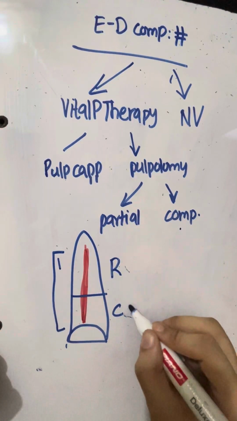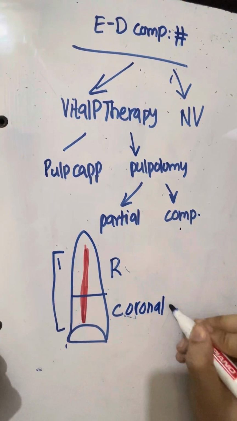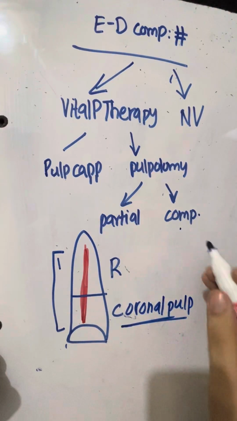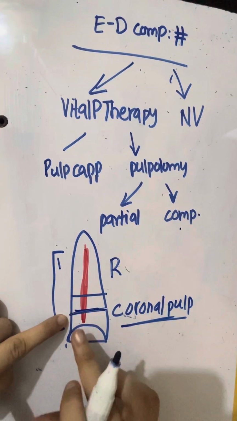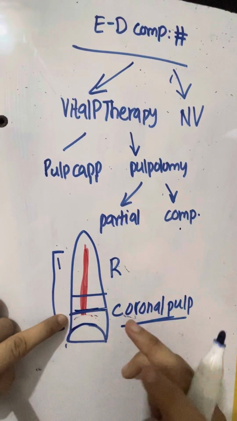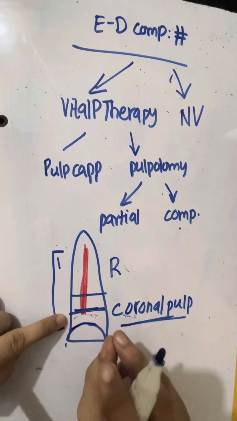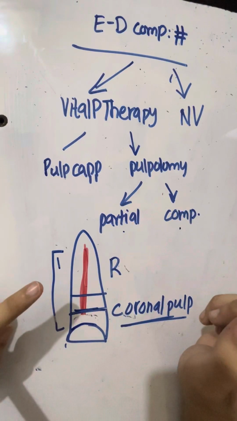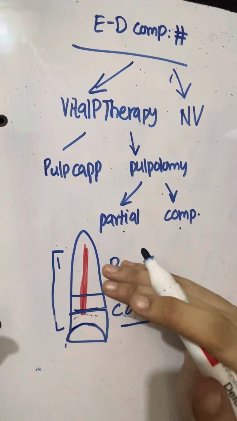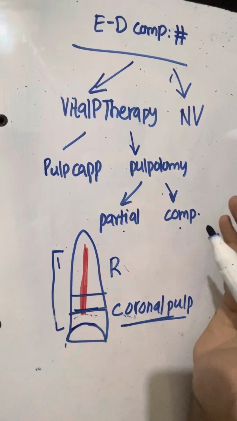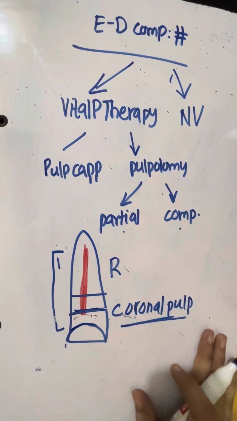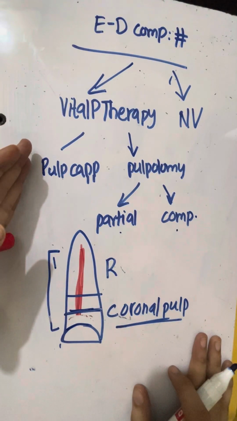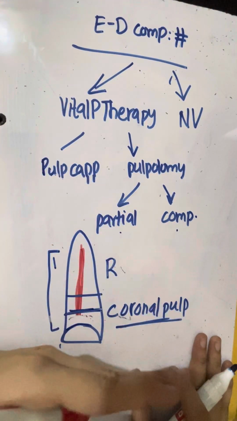if we are removing the whole coronal pulp, then it is complete pulpotomy. And if we are removing half of the coronal pulp, like we have removed this pulp and still some coronal pulp is remaining, then this is the partial pulpotomy. So the pulpotomy is divided as partial pulpotomy and complete pulpotomy. Partial pulpotomy means you have removed half of the coronal pulp, and complete pulpotomy means you have removed fully the coronal pulp. So vital therapy includes pulp capping and pulpotomy, which is further divided into partial and complete.